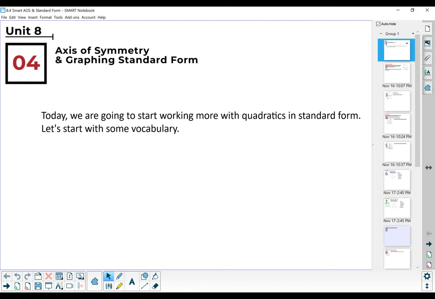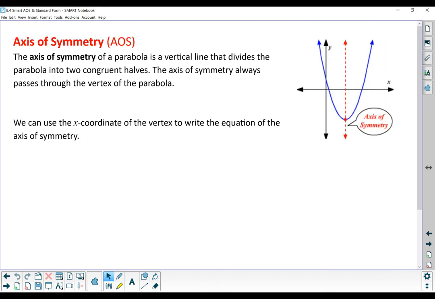This video will just be for Part A, the first part of that lesson, and then there'll be a separate video for Part B. Today we're going to start working more with quadratics in standard form, and we are going to start with some vocabulary.